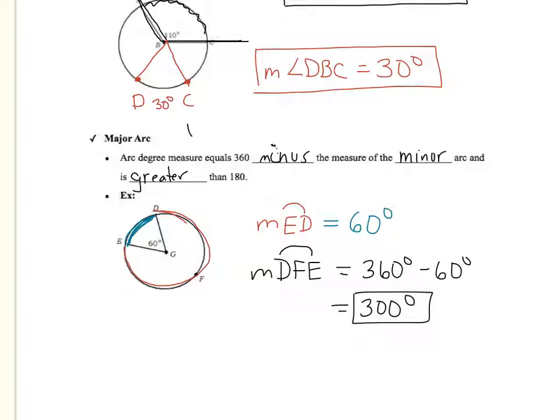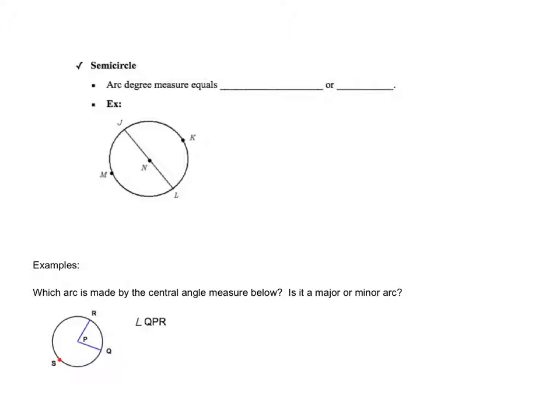So both the major and the minor arcs have to equal 360, pardon me. So the minor is less than 180, the major is more than 180. So we have greater than 180 or less than 180. We also have, when it's equal to 180, what we call a semicircle. So an arc degree measure that equals a semicircle equals 180, which is just simply a semicircle.